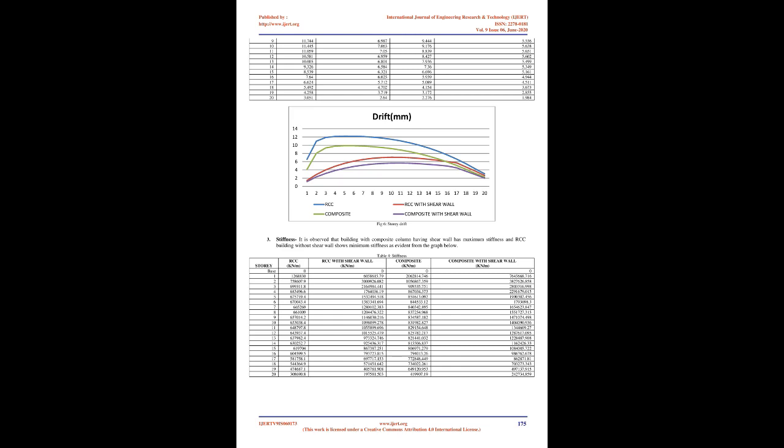The models considered for the analysis are as follows. Model 1 is RCC building without shear wall. Model 2 is RCC building with shear wall.